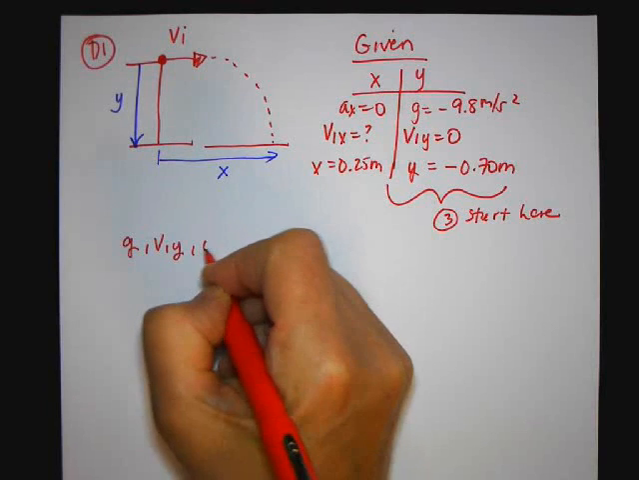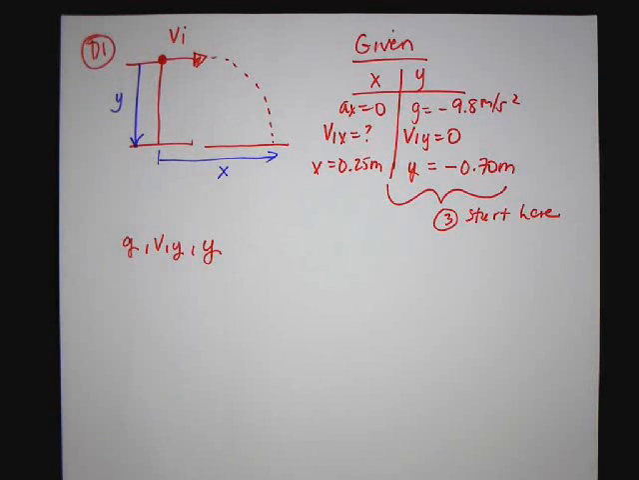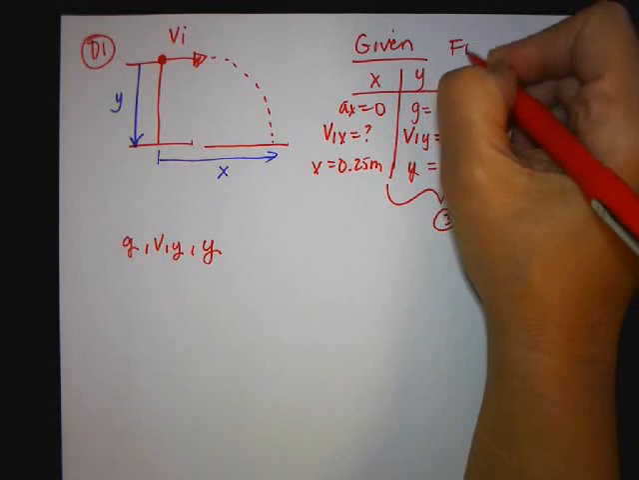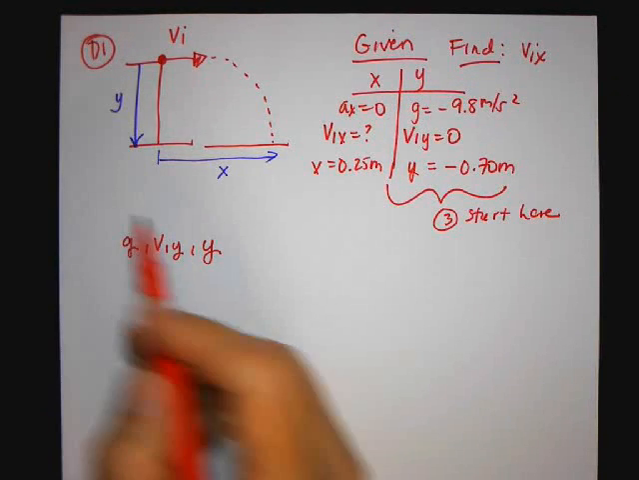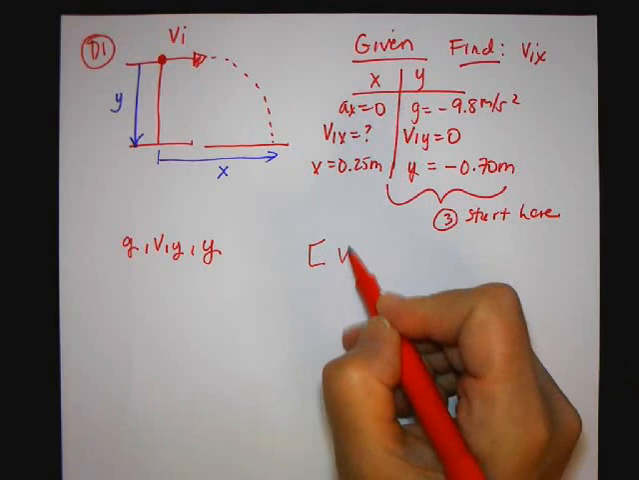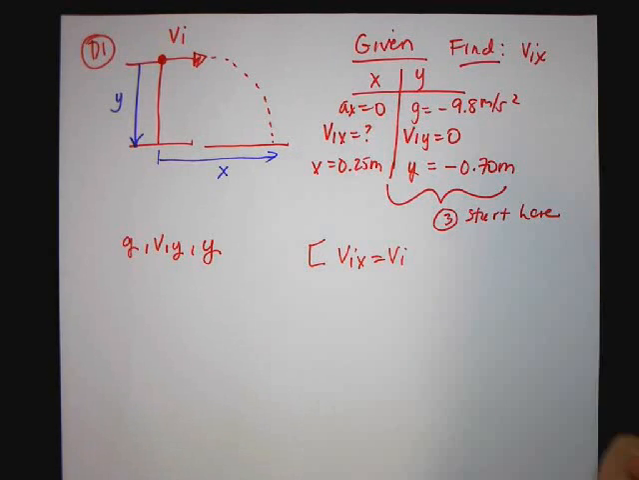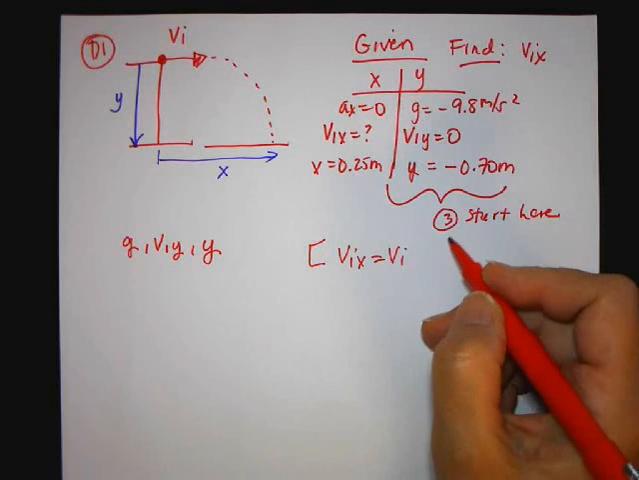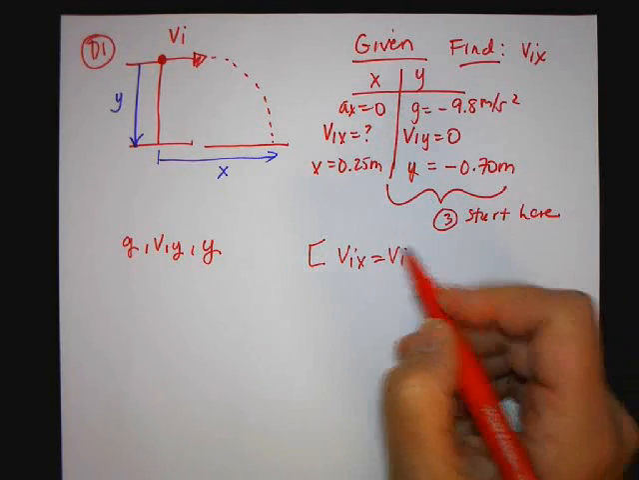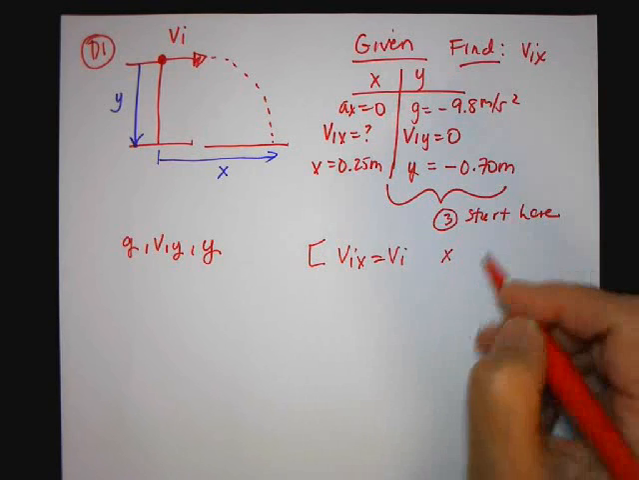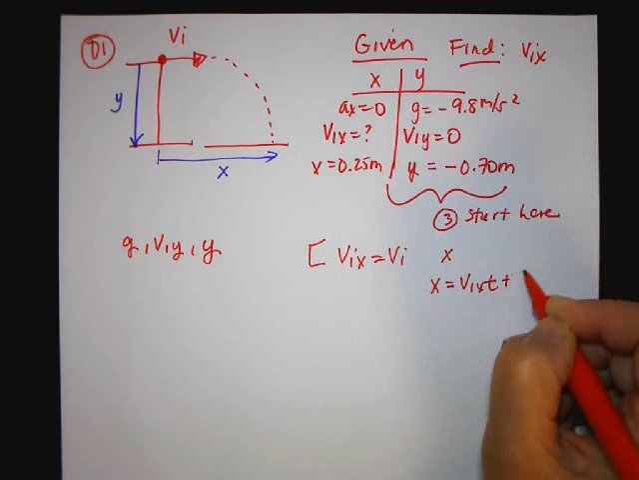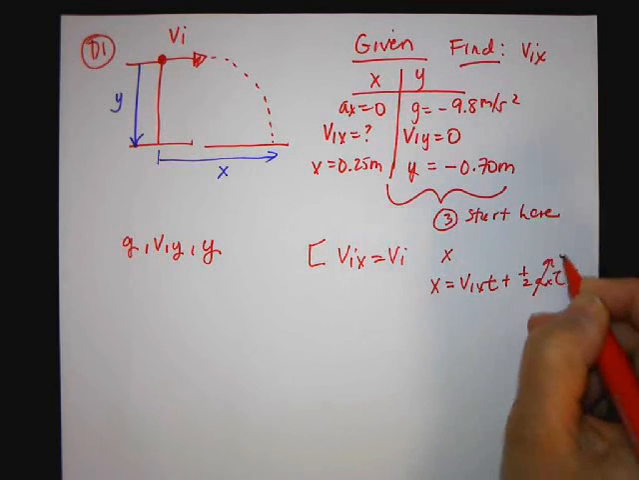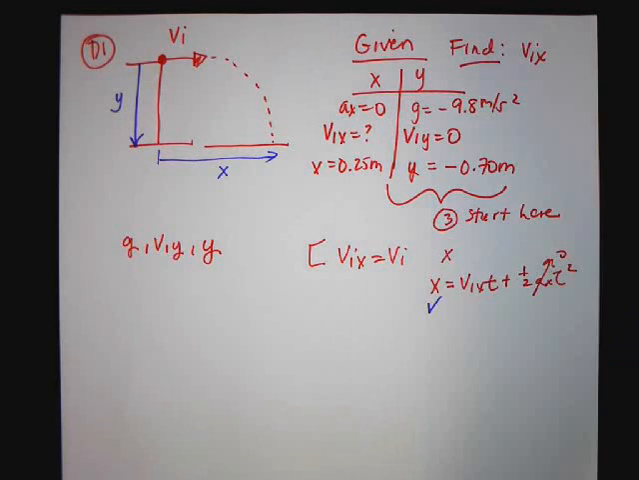So what can I find? Now remember, I told you there's one thing I want to find: Vix. And I know later on that Vix is actually equal to Vi. And since I was given x, later on if I use that equation, x is equal to Vxt plus 1/2 axt squared, and this is 0, I know that I'm given x. This is what I want to find, so what else do I need?